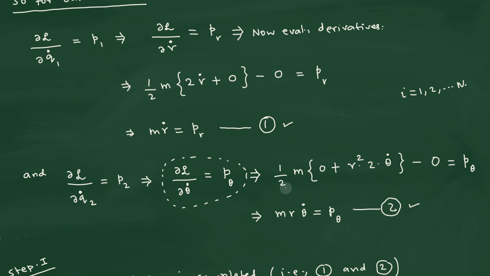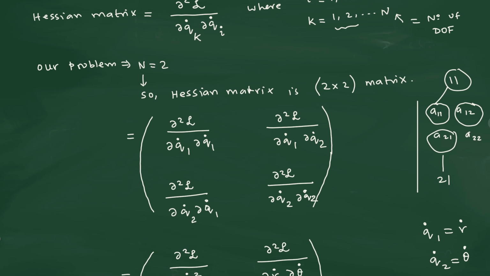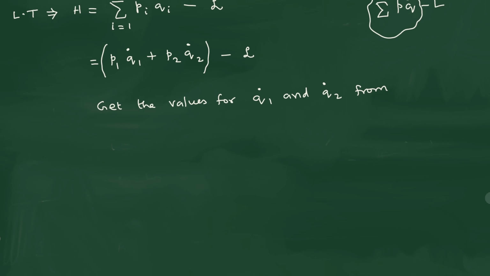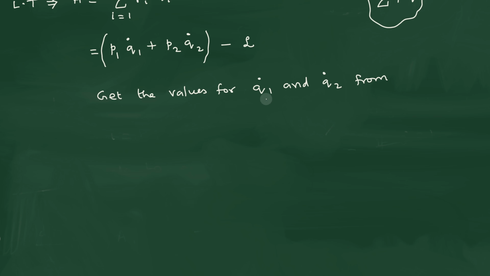So this is 1 by 2, the 2 is cancelling. M into r square, here also the 2 is missing. So m into r square, this is the one. So take from equation 1 and 2. Get the values for q1 dot and q2 dot from equation 1 and 2.